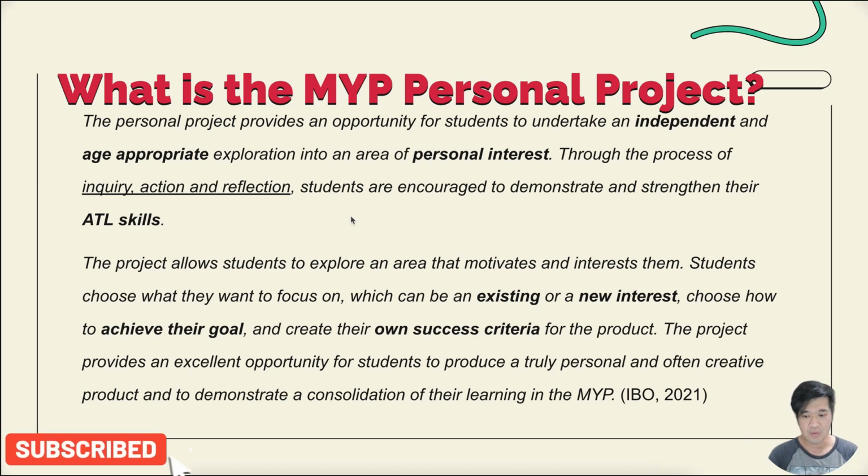So you can see here from the IBO that it needs to be independent, age appropriate, and then your personal interest. So here you can see that the project allows students to explore an area that motivates them and interests them. So students can choose any topic as long as it's safe and age appropriate for you, which can be existing or new interests for you. Choose how to achieve your goal, and then find your own success criteria. So you're going to make your own success criteria.